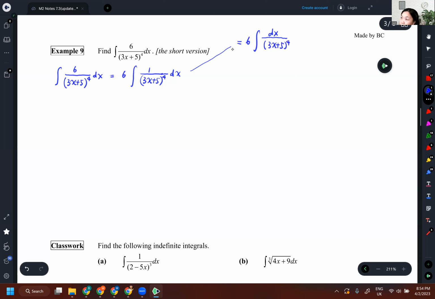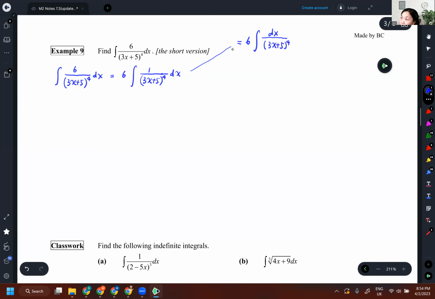Now, sometimes I don't write 1 over (3x plus 5) to the power 4 times dx. I write dx divided by. It means the same thing. Now you must see this as a fraction. It's the same way that we use the symbol, saying we're using it as a fraction. Anyway, at the beginning, I'll show you this way. It's separated. This is a function and this is a symbol.